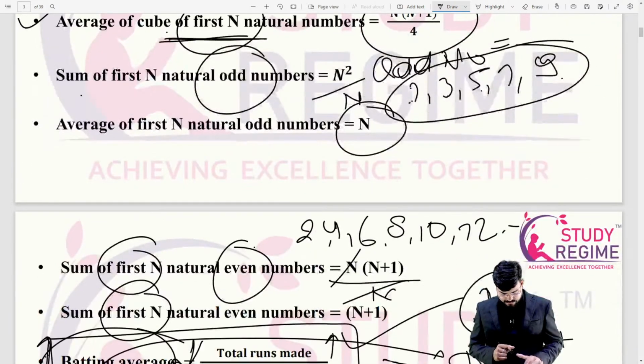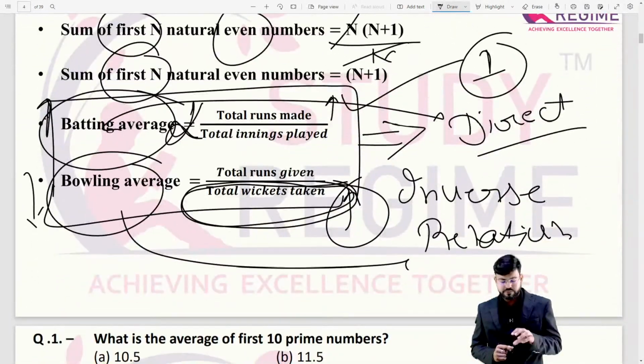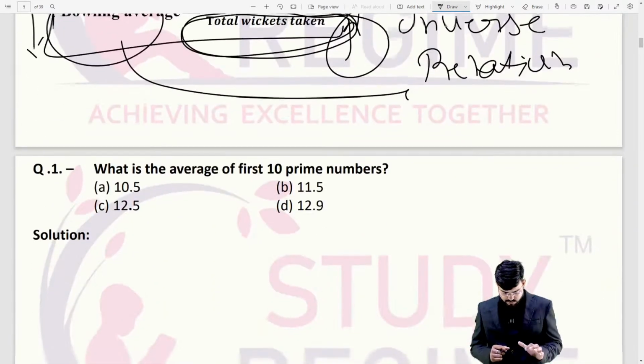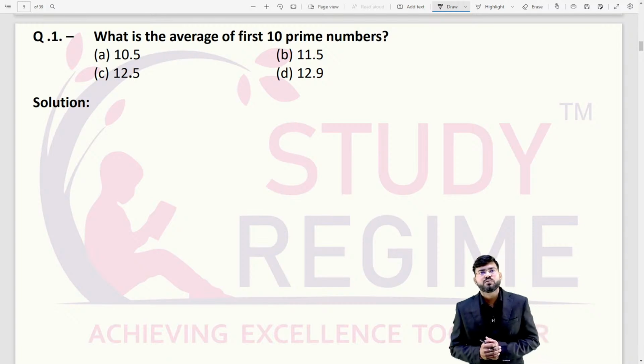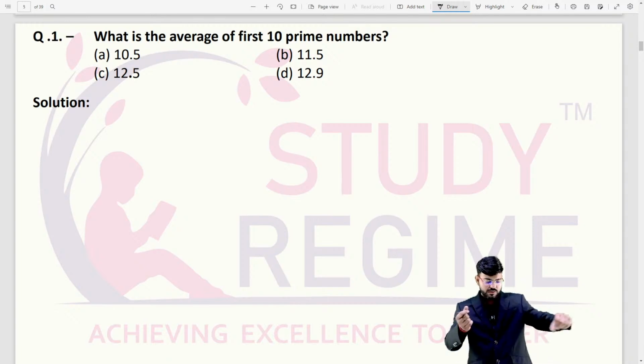Lastly, we have found the batting average and the bowling average. So I think you are all familiar with the theory and the formula for the average. Now we will proceed with some questions which have been continuously asked.